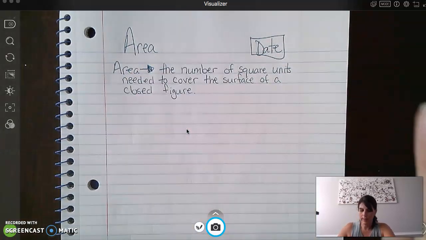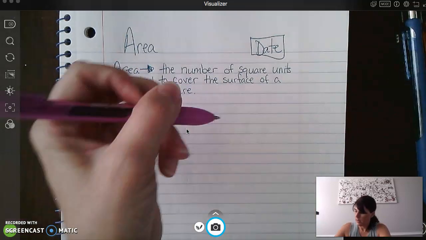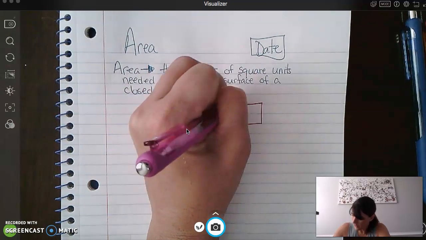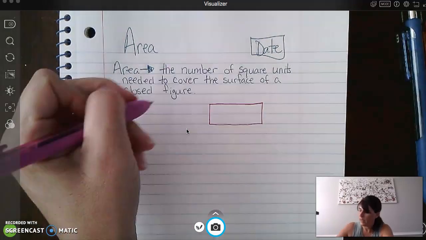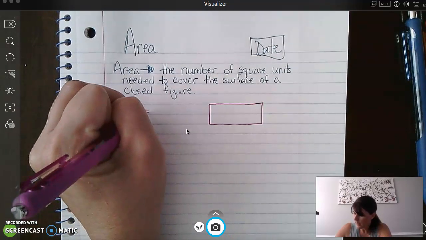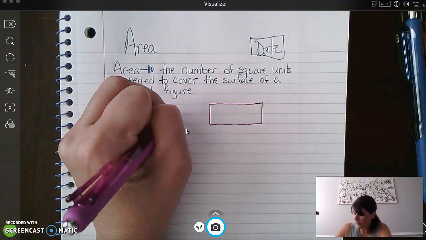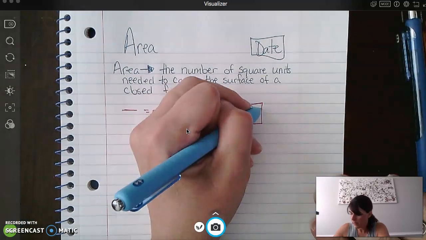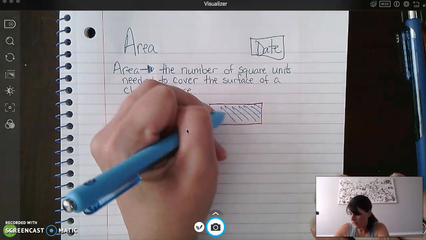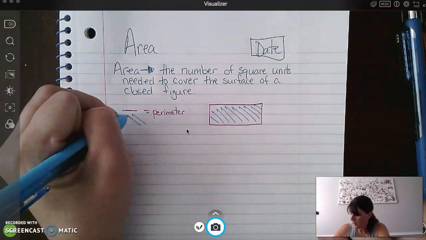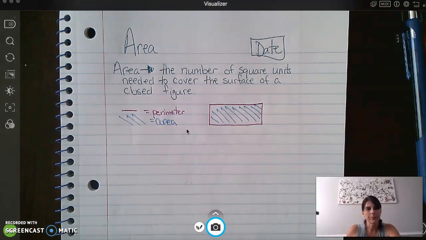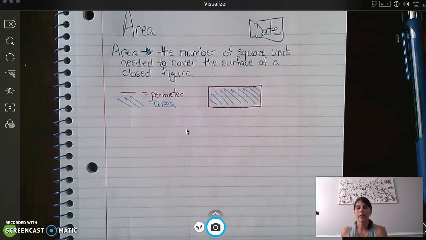So the number of square units needed to cover the surface of a closed figure. So if I give you this closed figure, okay, the pink line represents the perimeter of that figure. We learned about perimeter in the last video. The area of this is the space inside. So that would equal the area of the figure. Okay? So let's do some examples of how you find the area.